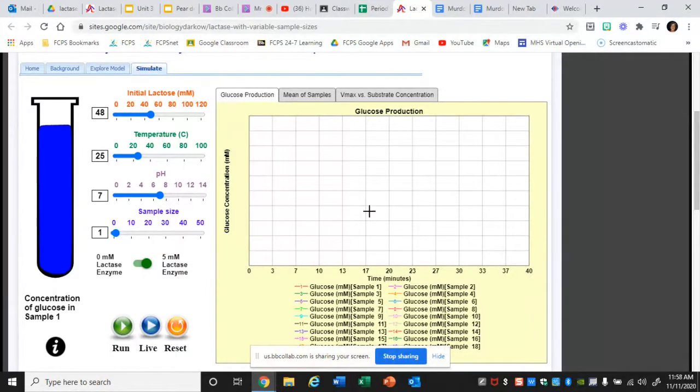Okay. All right, so this is your simulation screen. This is where you're going to collect your data in a few minutes. I'm going to let you go do this. So the blue is lactose. When I press run, look what happens. Orange turns into glucose. And you get this graph that looks a lot like the graph I just showed you.